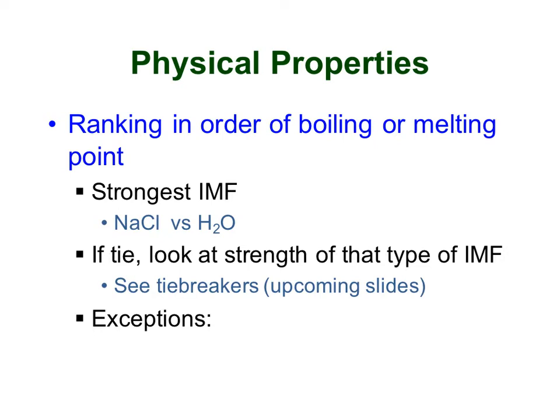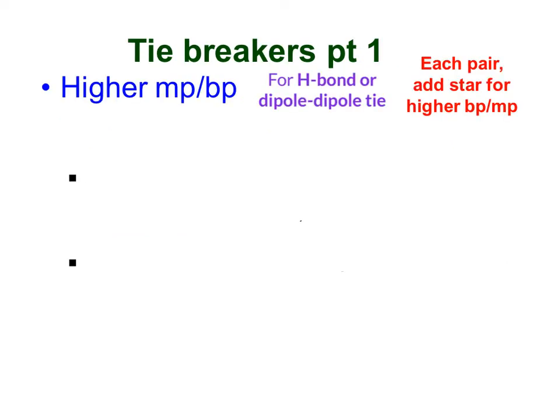What we're going to focus on in this video is what about when there's a tie? So let's say we have two that have dipole-dipole, or two that have hydrogen bonding. Then what do we do? So let's look at those. So first we'll look at what happens if you have a tie between two with hydrogen bonding or a dipole-dipole.